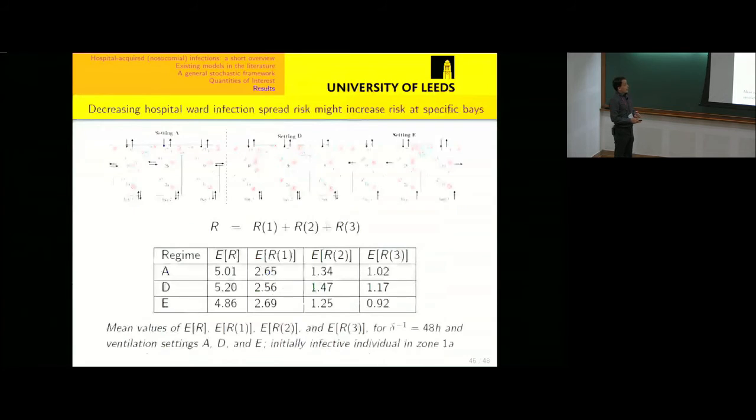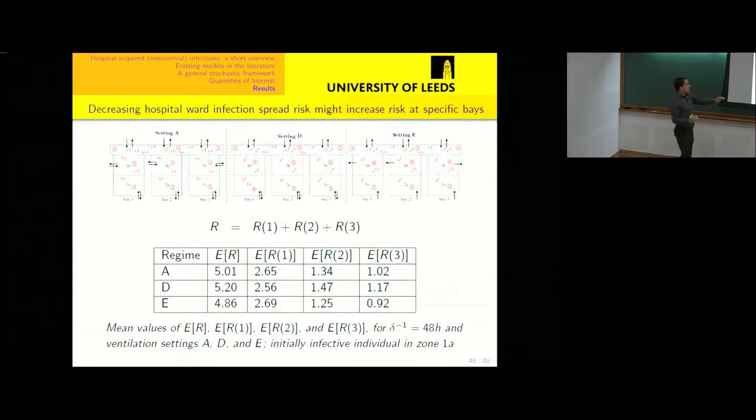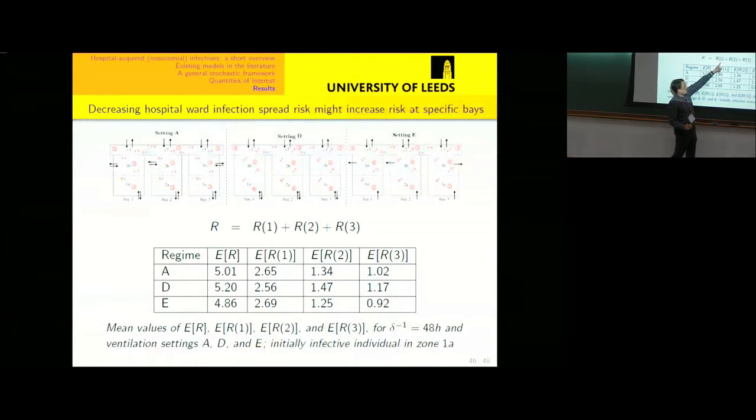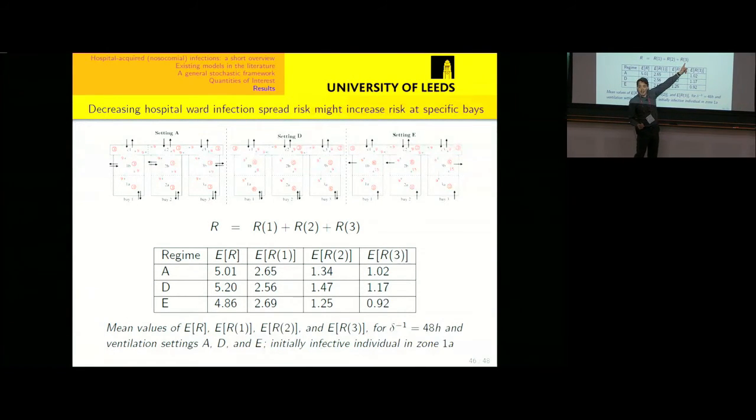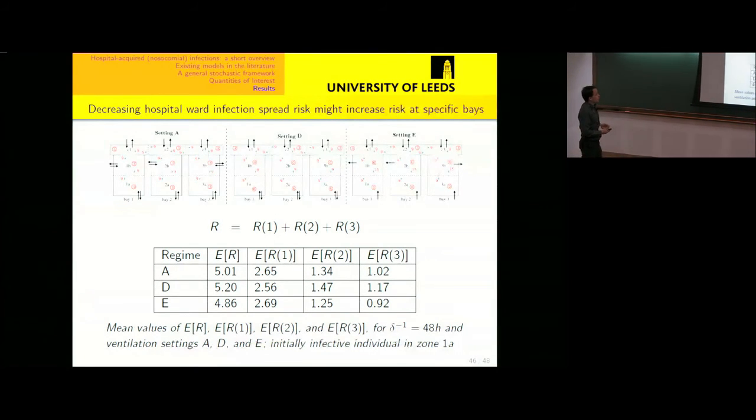And something funny or something interesting that we found is that sometimes when you tweak your ventilation setting, when you change the airflow rates, you can decrease the number of infections in the hospital ward, but maybe the price that you pay is that you increase the number of infections in particular areas of the hospital ward. So if you split the number of infections as the sum of infections in room 1, in room 2, and in room 3, now by switching from one ventilation regime to another, you might be able to go down in the number of infections, but you are doing exactly the contrary in a particular area. So you need to be taking this into account because this has some issues, of course. So this was interesting to find.